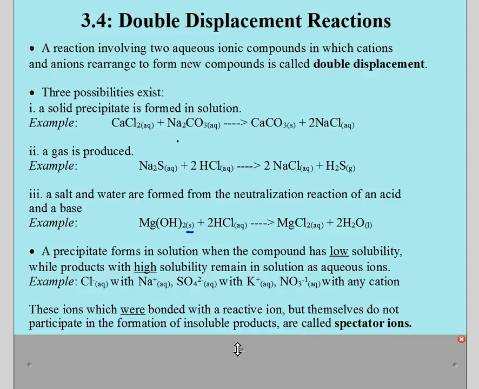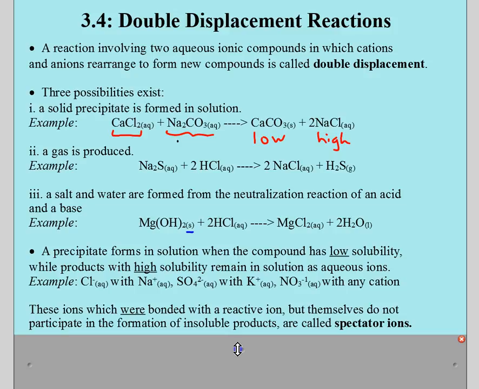So these types of ions which were bonded previously with a reactive ion, why are they in solution? Well, they were in the solution. For example, in the case of sodium carbonate, sodium needed to be there to provide a source of carbonate. Chloride needed to be there to provide a source of calcium. Now, calcium in the presence of carbonate has very low solubility and will precipitate. Sodium in the presence of chloride will have high solubility and will remain dissolved in aqueous form.